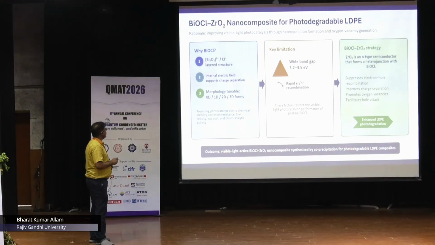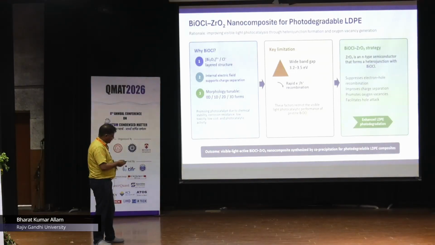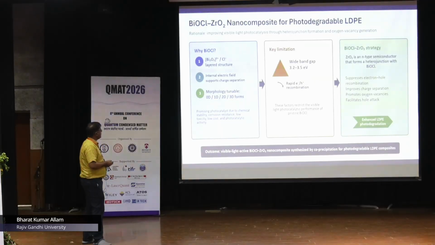So, we need to modify the bismuth oxychloride using some other component like zirconium oxide, then we can have an efficient visible light photocatalyst. That is why we have used zirconium oxide, which is an N-type semiconductor, and we prepared a nanocomposite. Once you have the bismuth oxychloride zirconium oxide nanocomposite, it suppresses the electron hole recombination, improves the charge separation, and promotes oxygen vacancies. That will facilitate the hole attack on the polymer. So, that is the rationale behind this composite design.